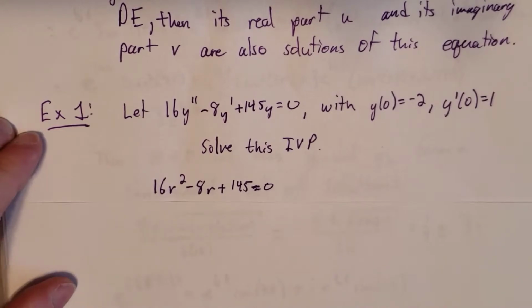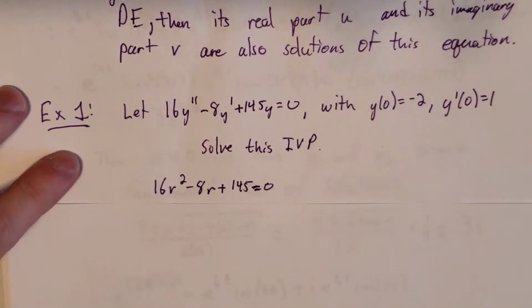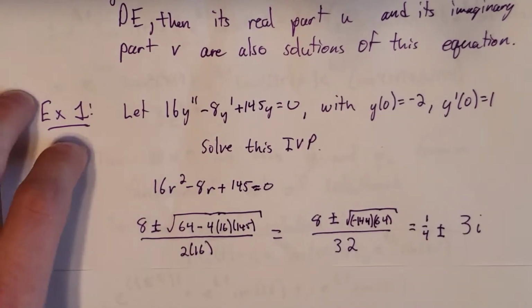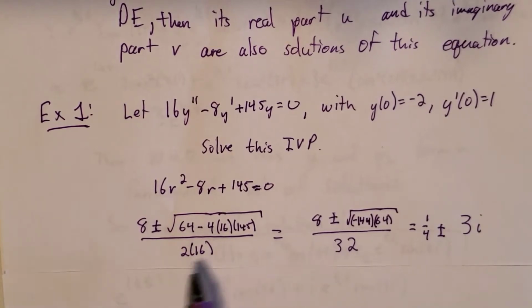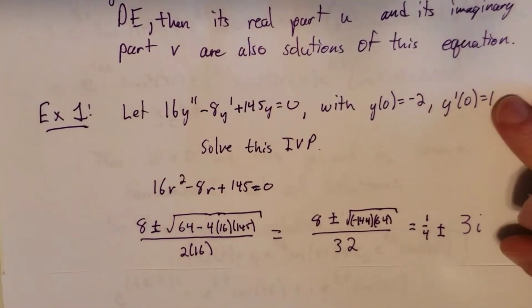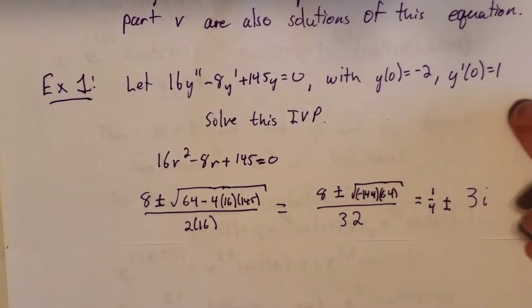Well, we first write out the characteristic equation: 16r squared minus 8r plus 145 is 0. And then we solve that, using the quadratic formula. Working it out, we get 1/4 plus or minus 3i as the two complex roots of this equation. You can pause the video if you'd like to verify and go through this calculation, but this is the end result.